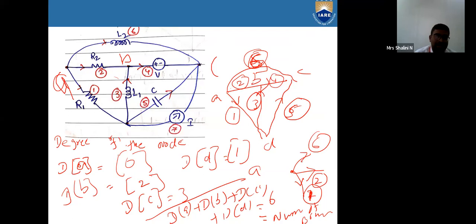I already told you what the directed graph is. Direction will be given, that is a directed graph. The direction between the nodes with the branch elements is called the directed graph. But in this directed graph, one more will be there. That is the complete graph.